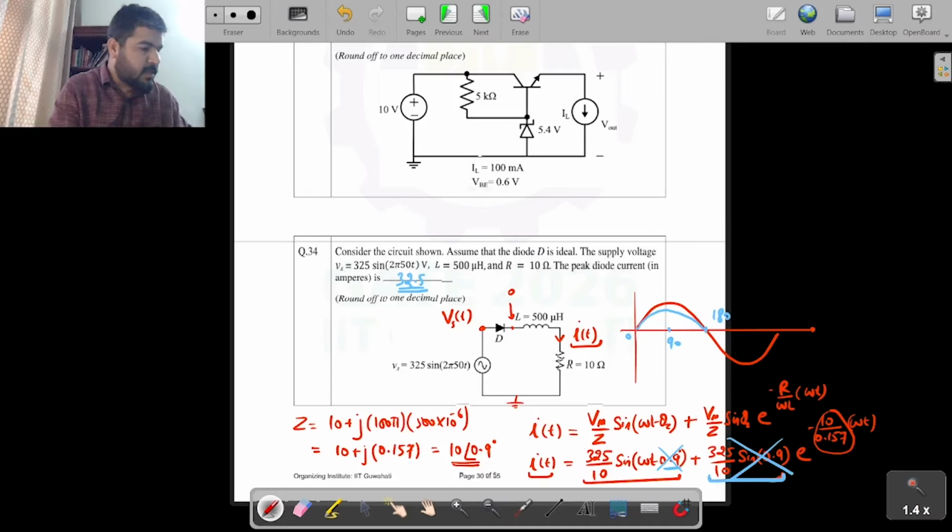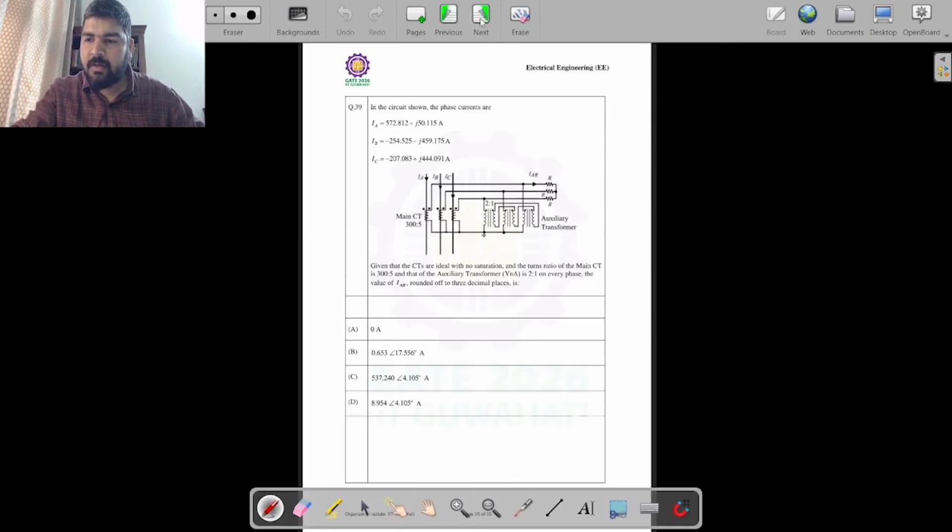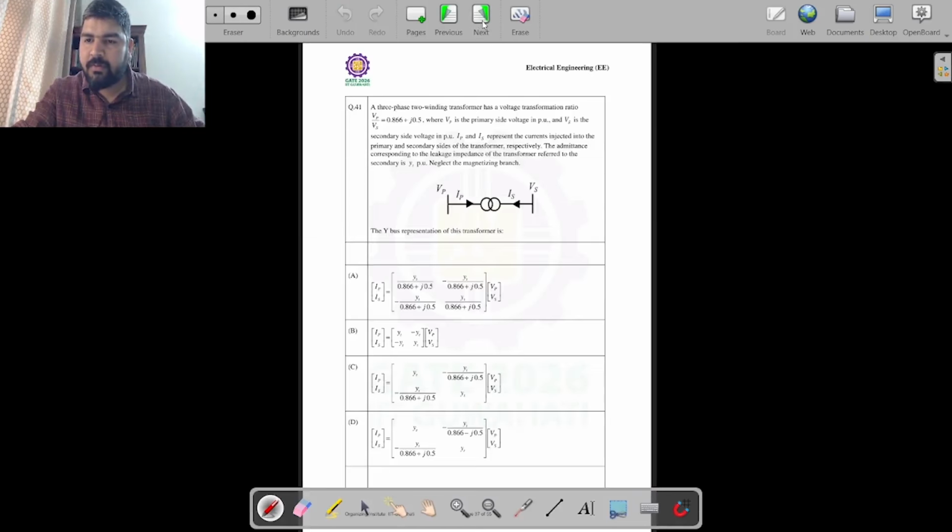Let's move to the next question, and the next question is question number 42. Question number 42. This question is again from power electronics, or you can say from network theory, okay.